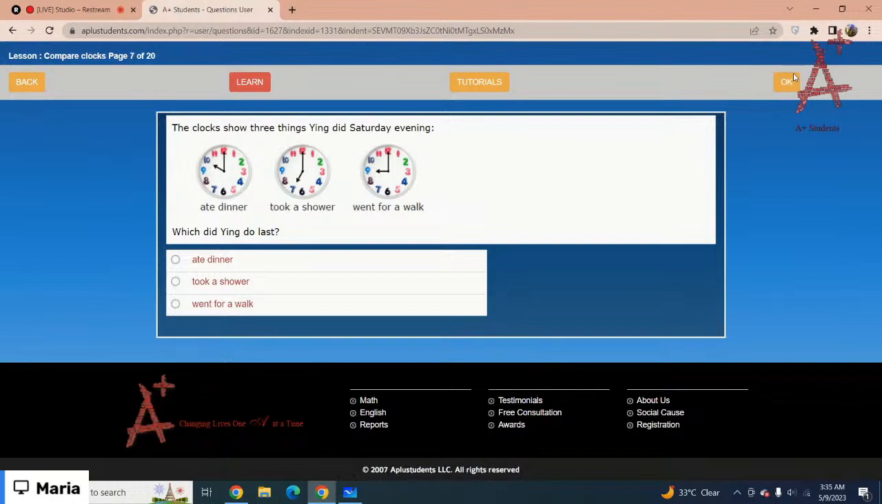Okay, the clock shows three things Ying did Saturday evening. Ate dinner at 10, took a shower at 7, and went for a walk at 9. So, what did Ying do last? So, which is the correct option? It would be 7, 9, and 10. That means 10 is the latest, and at 10 he ate dinner. The correct option is ate dinner.